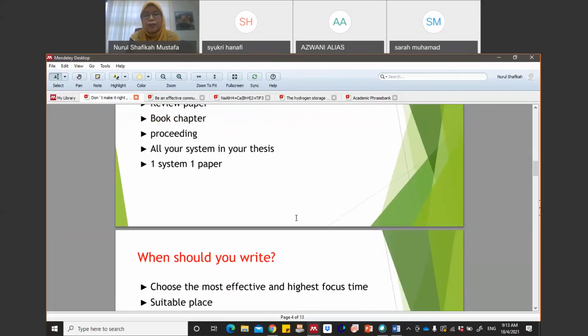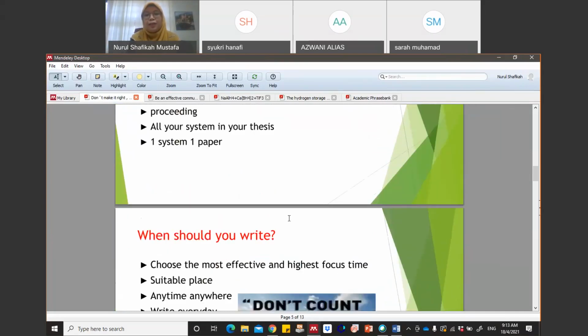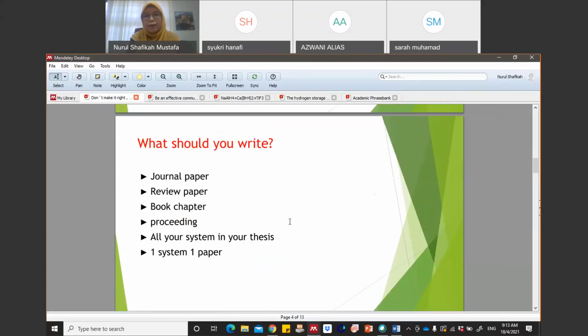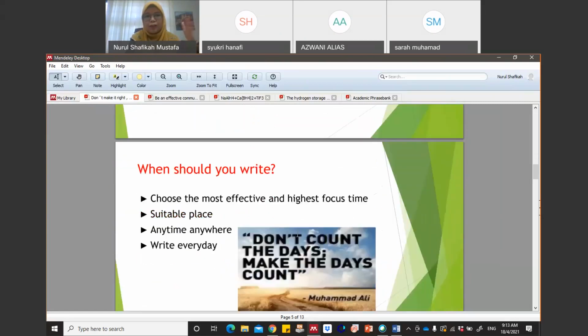Next, when should you write? Okay, bila dah tahu nak tulis apa ni, bila pula nak menulisnya? When should you write? After you know what you want to write. For now you want to write a journal paper. You have a result, so you want to focus on writing a journal paper right now. So when should you write first?